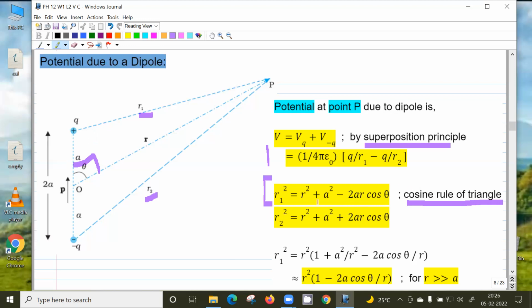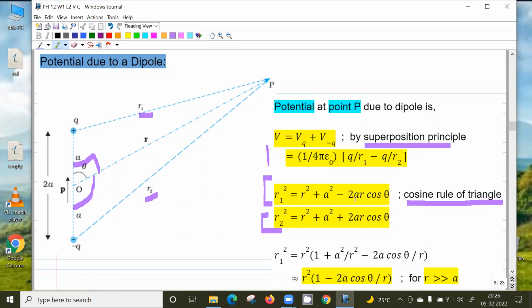So that's one way of remembering this formula. It's R square plus A square plus a correction, that is minus 2A cos theta. And in this second triangle, this angle is 180 minus theta, right? So cos of 180 minus theta is minus cos theta. So R2 square is this one. Is that clear? Yes, this is the cosine rule.